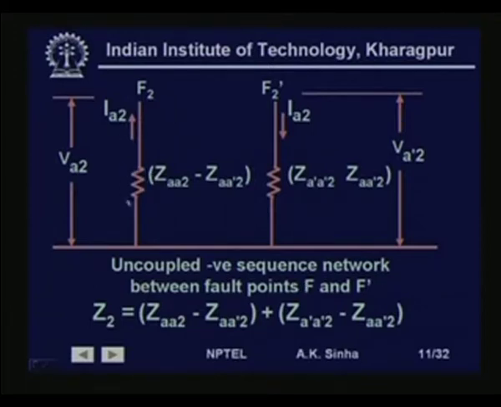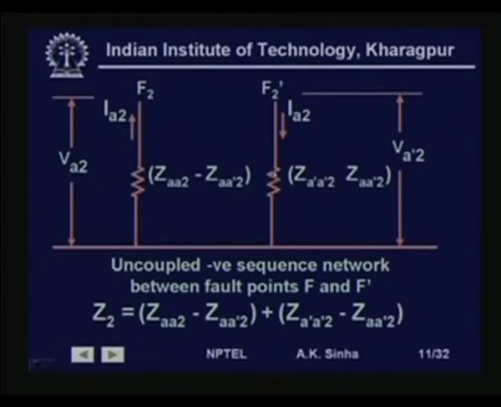In the same way, the impedance in this case will be ZAA2 minus ZAA'2 and ZA'A'2 minus ZA'A'2. The minus should be here, and the points, these are F2 and F2', and the current flowing here is IA2, and the same current after flowing through other parts of the circuit will be entering this point F2' as IA2', which is the same as IA2. This will be entering here.